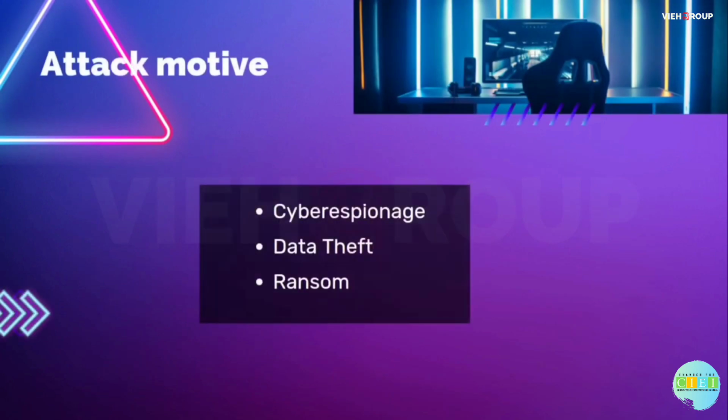These are the attack motives, why they are doing attacks. First thing is cyber espionage campaigns. Second, they are usually attacking for data theft. And third is basically ransom. They are doing some sort of ransom attack to get ransom from the victims.